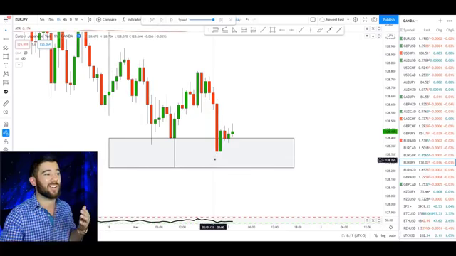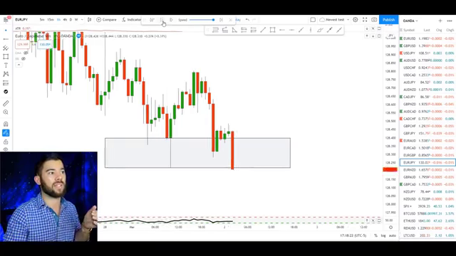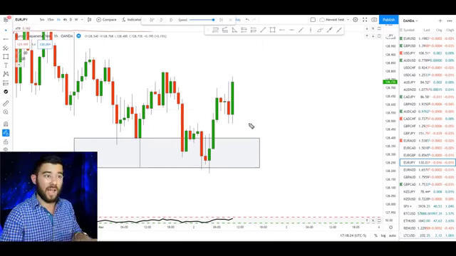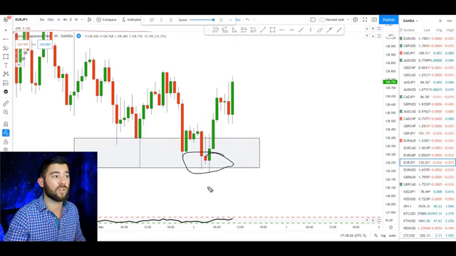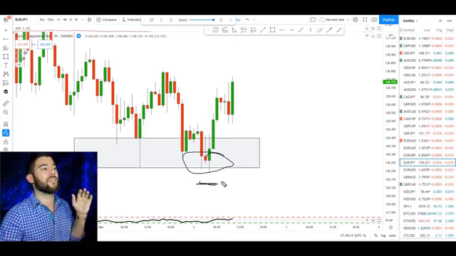As you can see, we've now entered into my termination zone. We have not closed below it. Therefore, we have a valid double bottom so far. Still, is this valid? Yes. No candles closed below my zone. Therefore, I'm still considering this a valid double bottom.